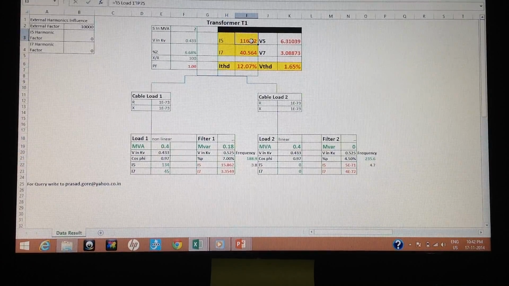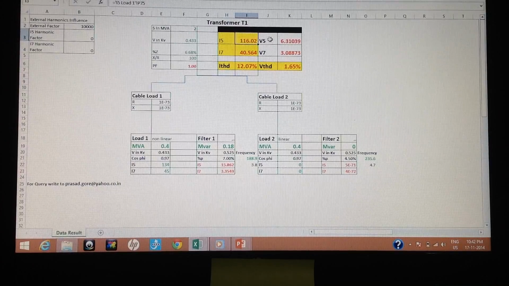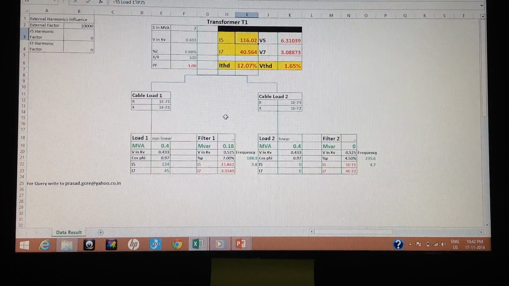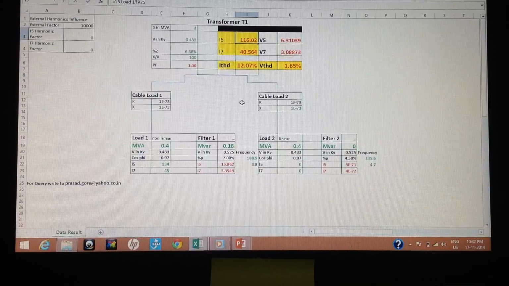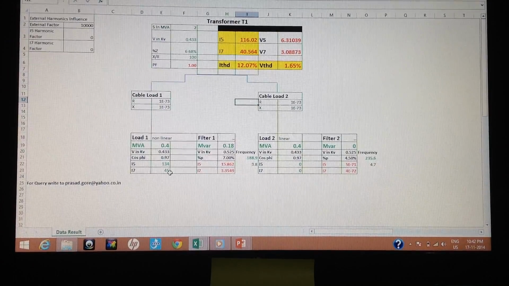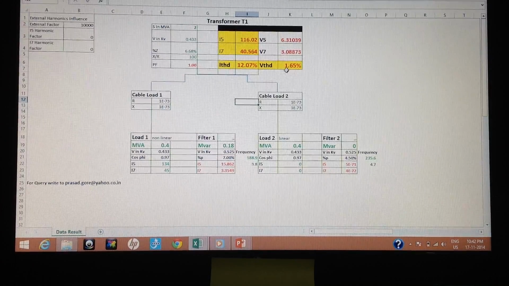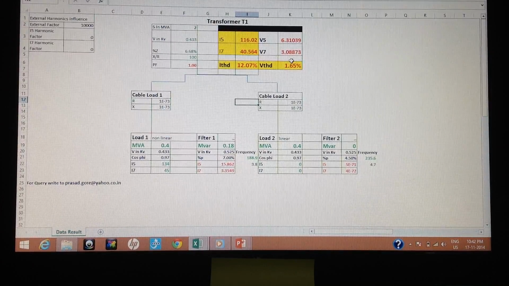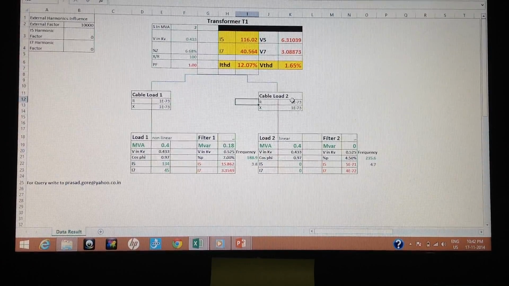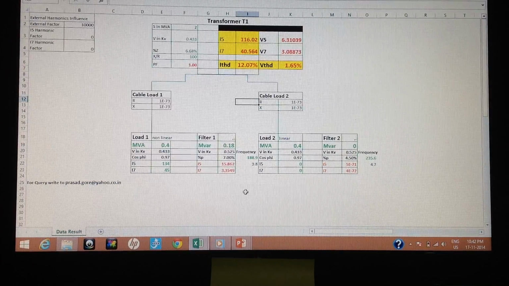You have 134 injecting into the system, but at the transformer end it has been reduced to 116. Earlier it was 131, now it has reduced to 116. I7 earlier was 43, but now it has reduced to 40. So overall ITLG has been reduced to 12.07 from 13.31, and the VTLG from 1.87 to 1.65. A very basic system, 7% tuned filters.